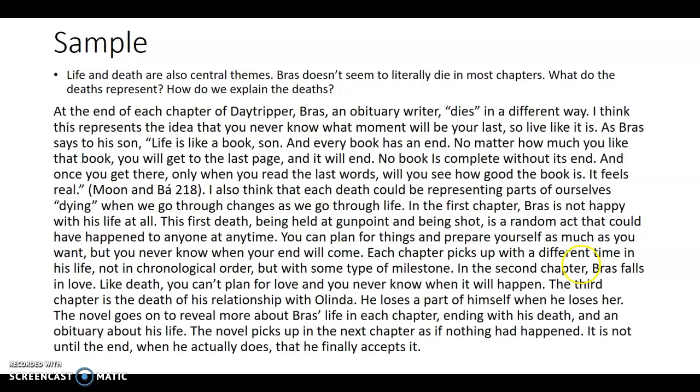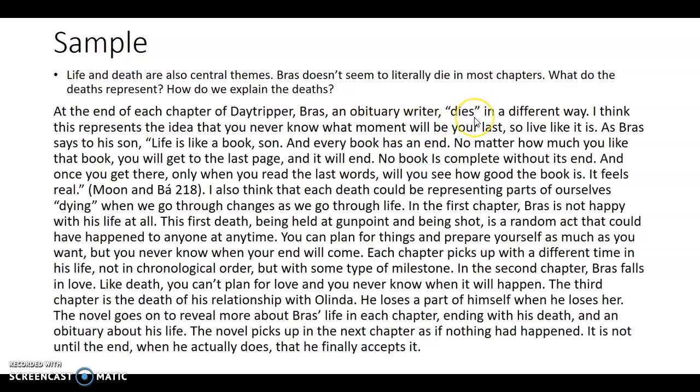So what I like about this particular author is she says, I'll just use the feminine pronouns because why not? I think this represents the idea that you never know which moment will be your last. So live like it is, a kind of comic YOLO. So as Braz says to his son, life is like a book, son. You'll see she draws evidence from the text. She draws the quote here.